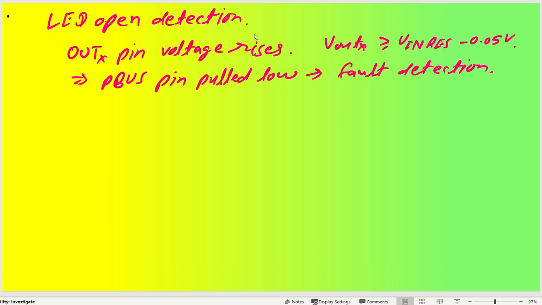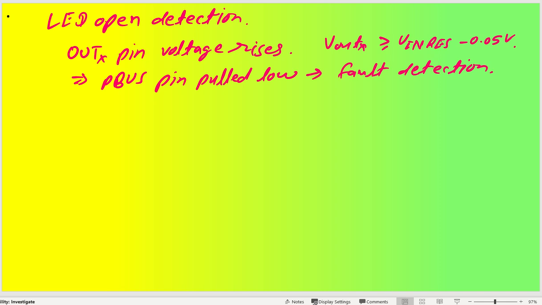Similar to that, we have LED open detection. At that time our V out pin will see the voltage rising, and in that case the output voltage is more than V in minus around 50 millivolt, and you can see that my fault detection pin is again going to be pulled low because of my P bus.